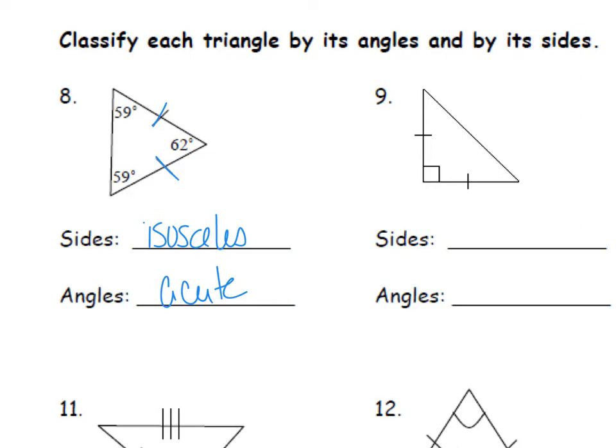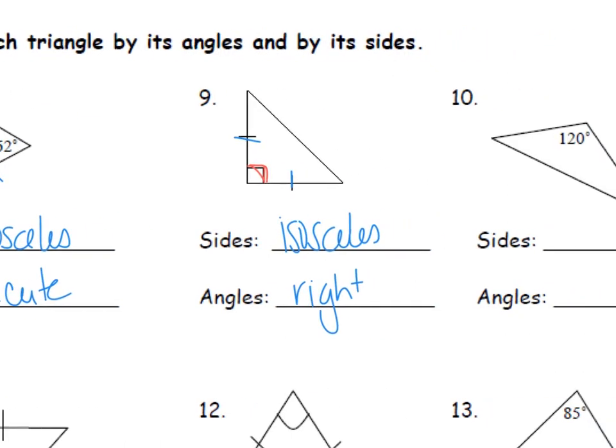In our next example, again, the two sides are congruent. We're missing the third side, 90 degrees. So we have an isosceles triangle again. And this would be a right triangle. How do we know? Because there's a right angle.